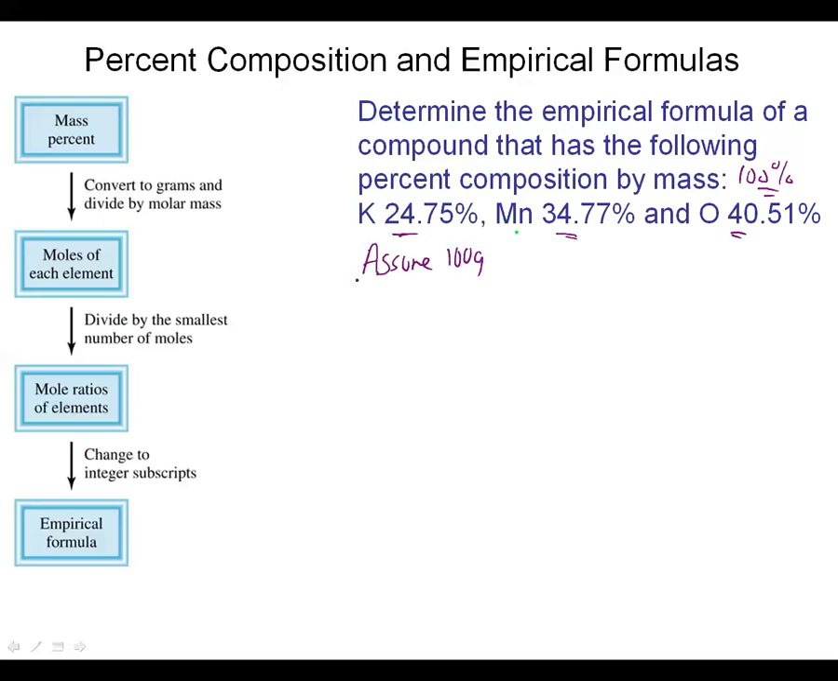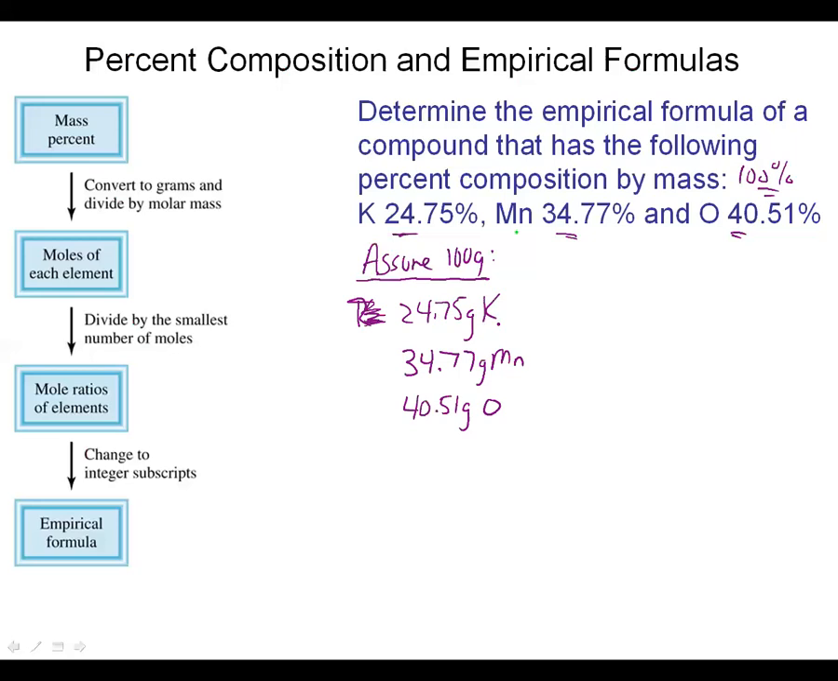And basically what that means is for potassium, we would have 24.75 grams of potassium. For our Mn, we would have 34.77 grams of Mn. And for our oxygen, we would have 40.51 grams of oxygen. So that's the first step there, to convert these percentages into grams. And again, if you assume you have 100 grams, the numbers will stay the same.